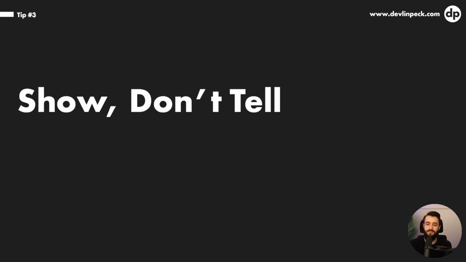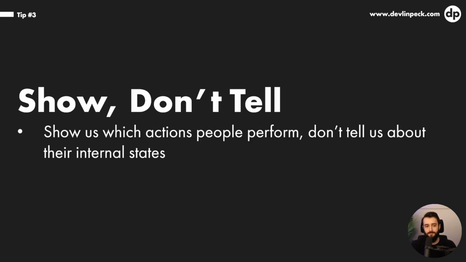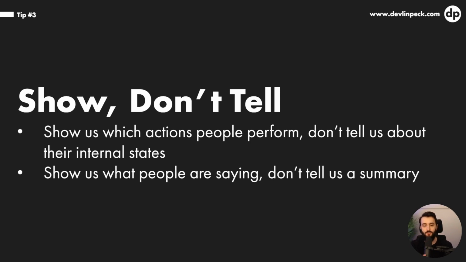Tip number 3 is show, don't tell. You may have heard this. It's classic writing advice, but we'll look at some examples here. The idea is to show us which actions people perform instead of telling us about their internal states or emotions. That's the classic advice, but an eLearning specific way to use this principle is to show us what people are saying instead of telling us a summary.